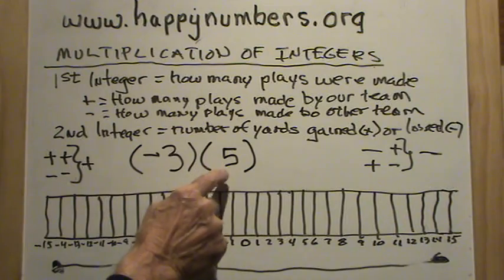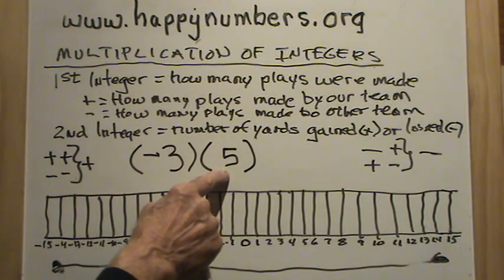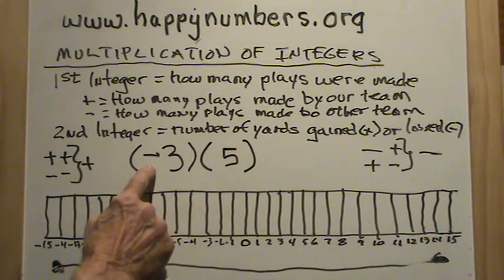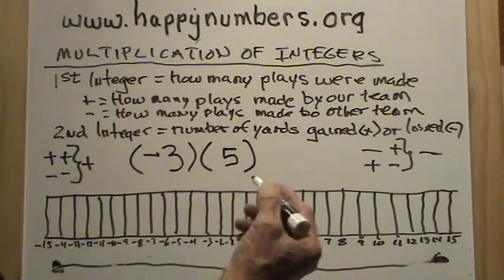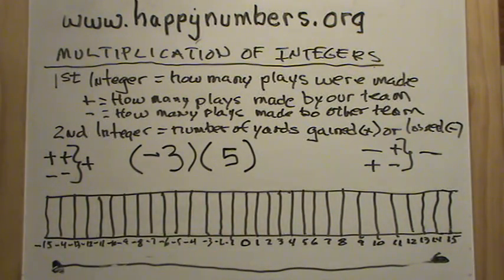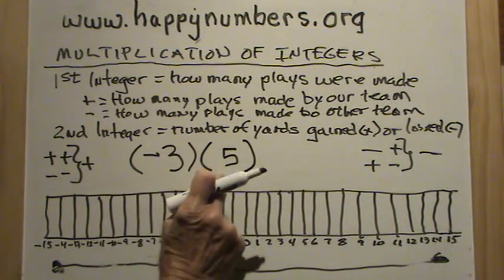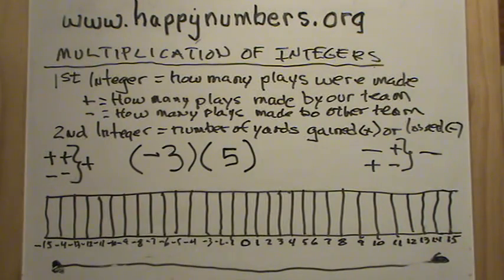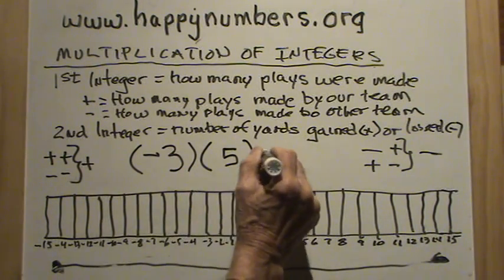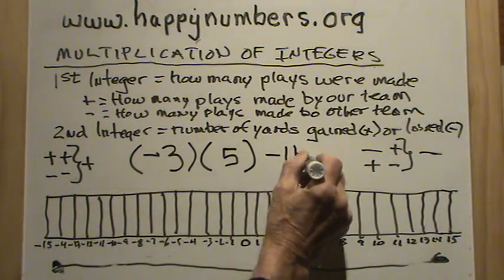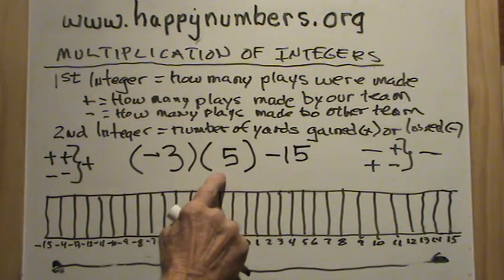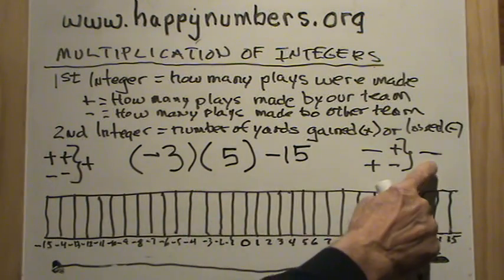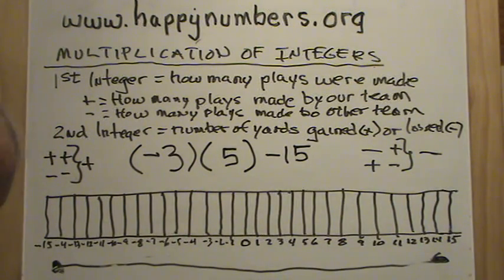Since this is positive, the other team gained 5 yards, so the other team made 3 plays, so they gained 5 yards. So actually, that's a total of 15, and since it was the other team, we lost the 15 yards. They gained it, but we're talking about us, so we lose the 15 yards. So a negative times a positive is a negative. For us, we wound up losing.